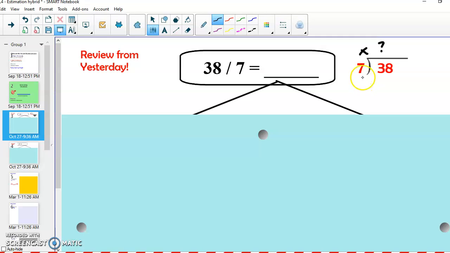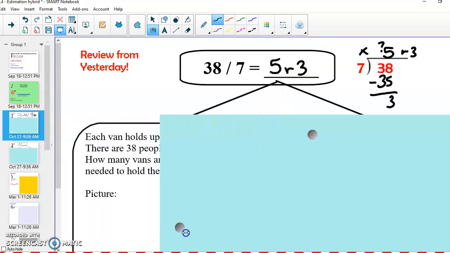So if I count by 7s, I know that 7 times 2 is 14, and I keep building from there until I get close to 38. I know that 7 times 5 is 35, and 7 times 6 is 42. So 42 is too big. So I am going to put my 5 here, and I know that 7 times 5 is 35. I do my little subtraction here, and I get 3. Now 3 is less than 7, so I know that my answer is right. So it's 5 with a remainder of 3. So I'm going to go ahead and record that answer here because that will help me with my 2 word problems.